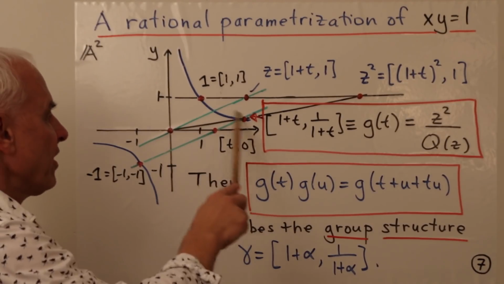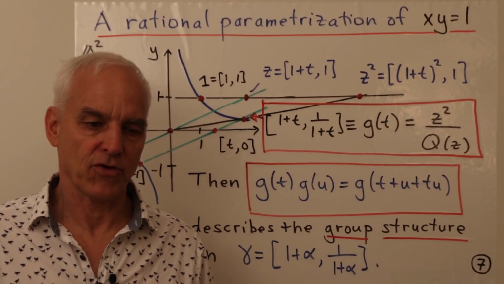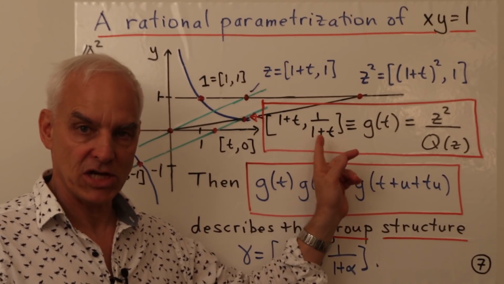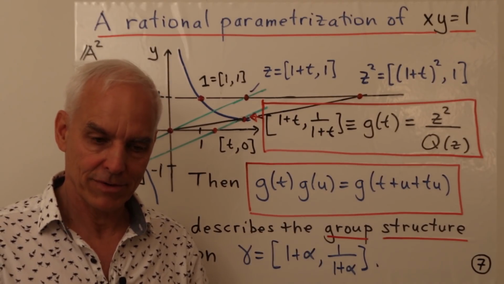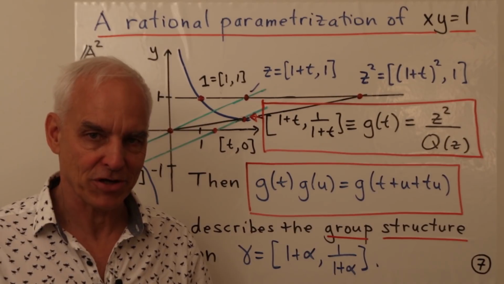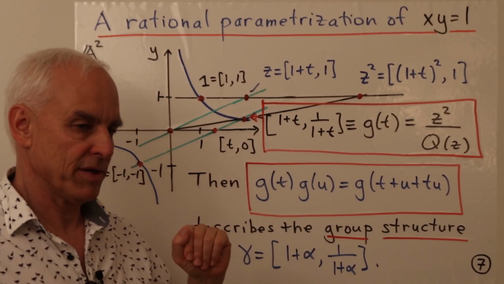So now we have a beautiful rational parameterization of this curve. It's not a polynomial parameterization because this is not a polynomial. This is a quotient of polynomials. So a second best situation. Okay, but it's very simple in this case.